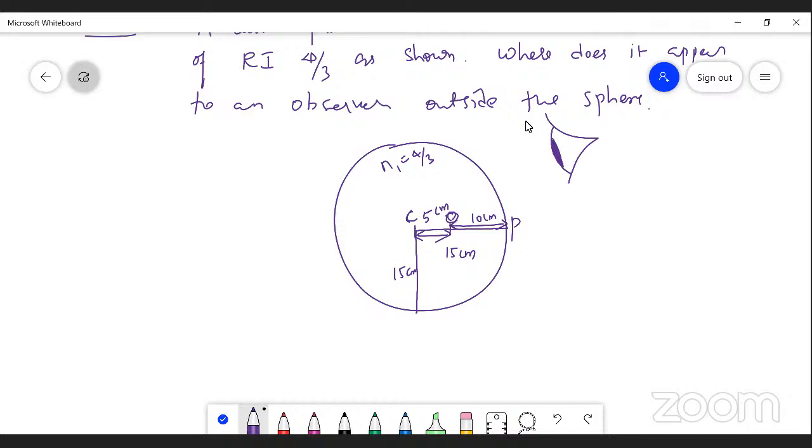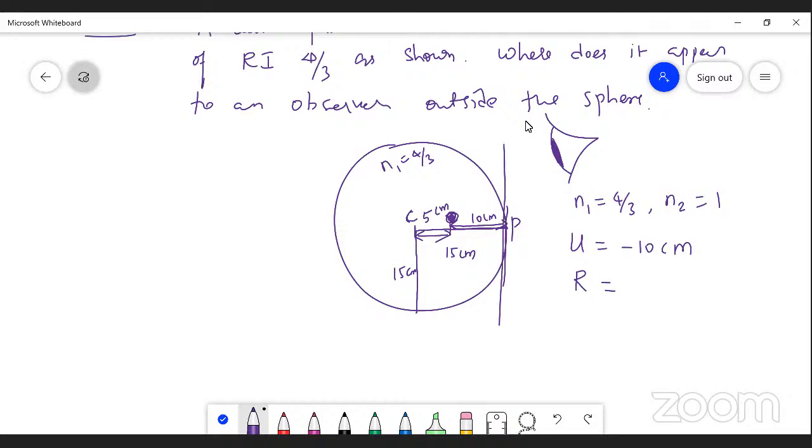See this. What is the U value? First of all, I want to calculate this. N1 is equal to 4/3 and N2 is equal to 1. U value is measured from the pole point. The object is 5 centimeter from the center of curvature, and the overall radius is 15 centimeter, so U value is equal to minus 10 centimeter. What is the radius of curvature?